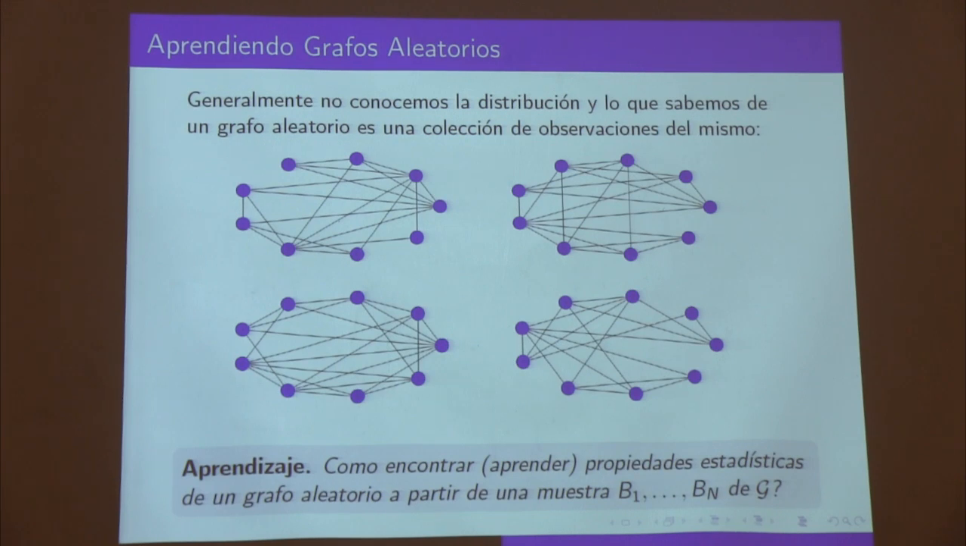However, typically, when we are thinking about the problem of graph learning, what we have is just a sample like this. You're given these 4 graphs and you have no idea how they were generated. And the question is about learning. How do you find or learn properties or statistical properties of a random graph from a sample B1 up to Bn of it?